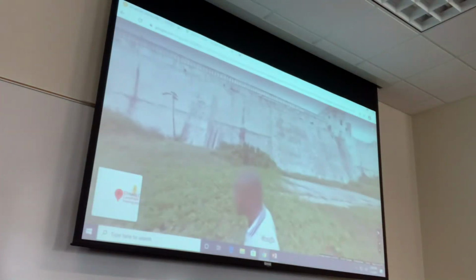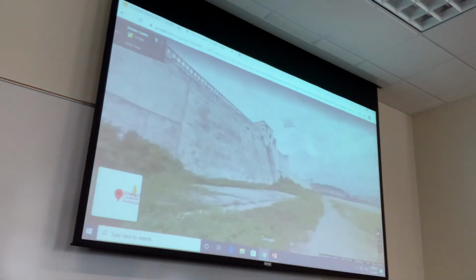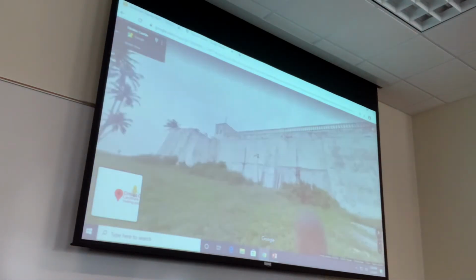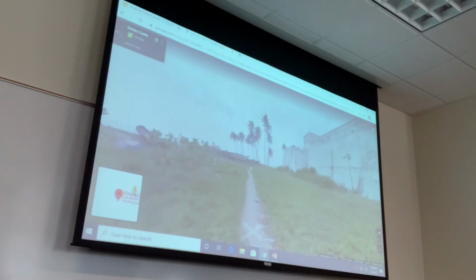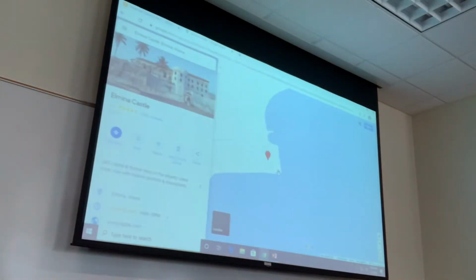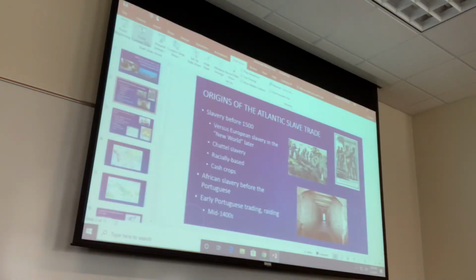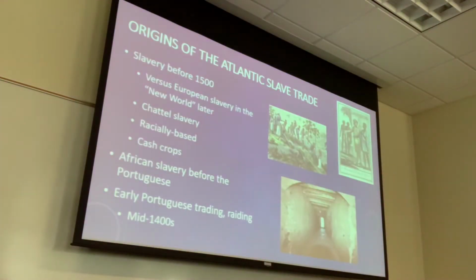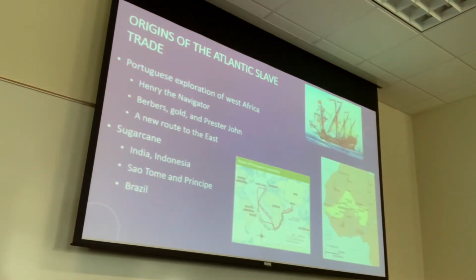Trying to get dropped into the bowels of the castle, but it's not cooperating with me. In any case, a number of these forts survived, and that was certainly not the only one. The Portuguese established those all up and down the West African coast. Now, what were they doing? Well, they're trying to get to India and China and Indonesia.